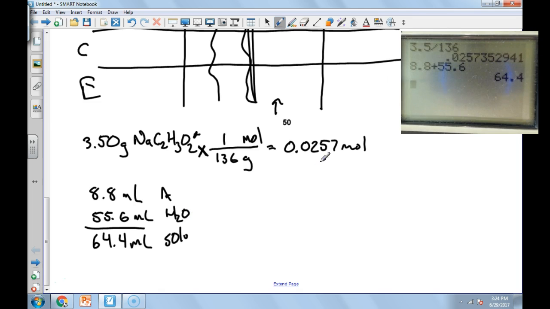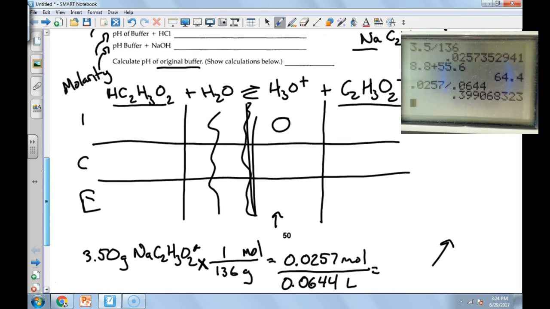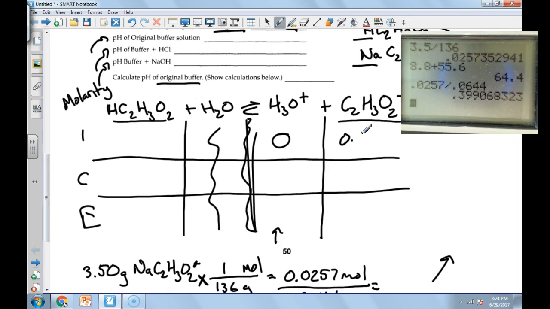So here we have moles, and we're going to divide this by the liters that we just calculated, or milliliters, 0.0644, and that's going to give us the concentration of the acetate. So we have 0.0257 divided by 0.0644, and when we get that, okay, so that's kind of a good one. That's 0.399.